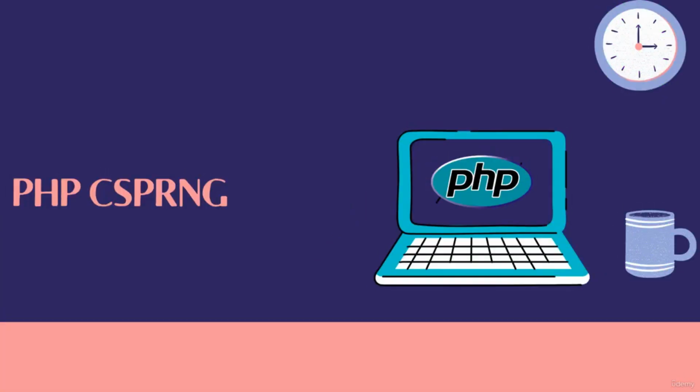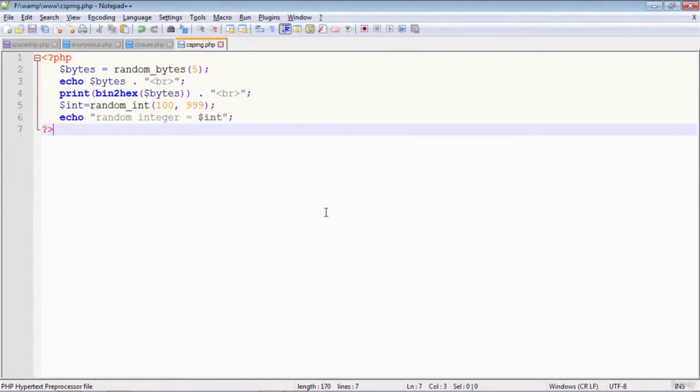In this video, let us have a look at another new PHP 7 feature called CSPRNG. What is this CSPRNG? It stands for cryptographically secure pseudo random number generator. So this program uses two new functions that are introduced by PHP 7, and the purpose of these two functions is to generate random numbers which are secure for cryptography.